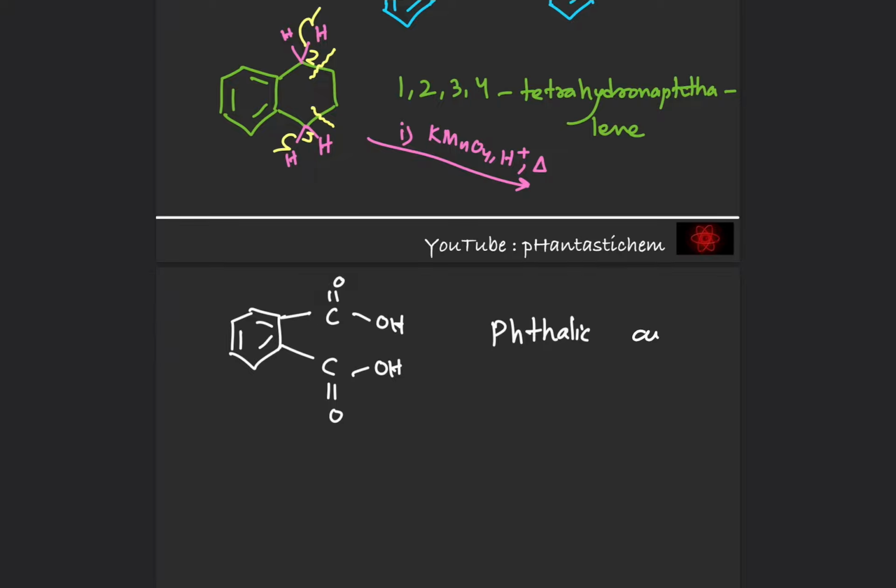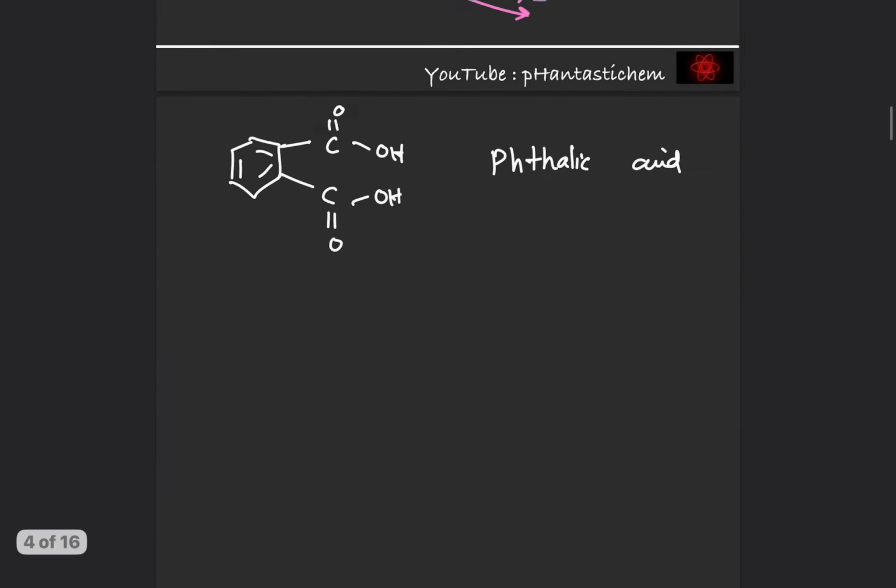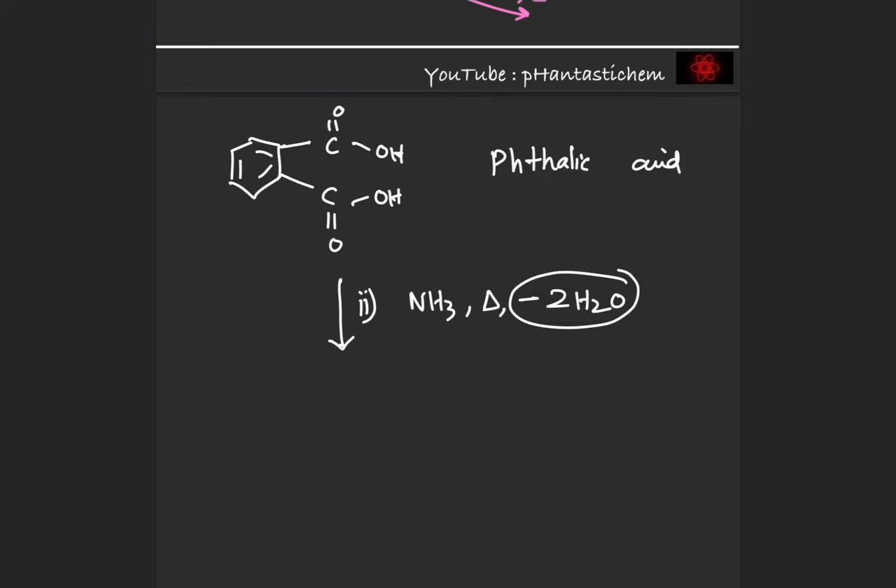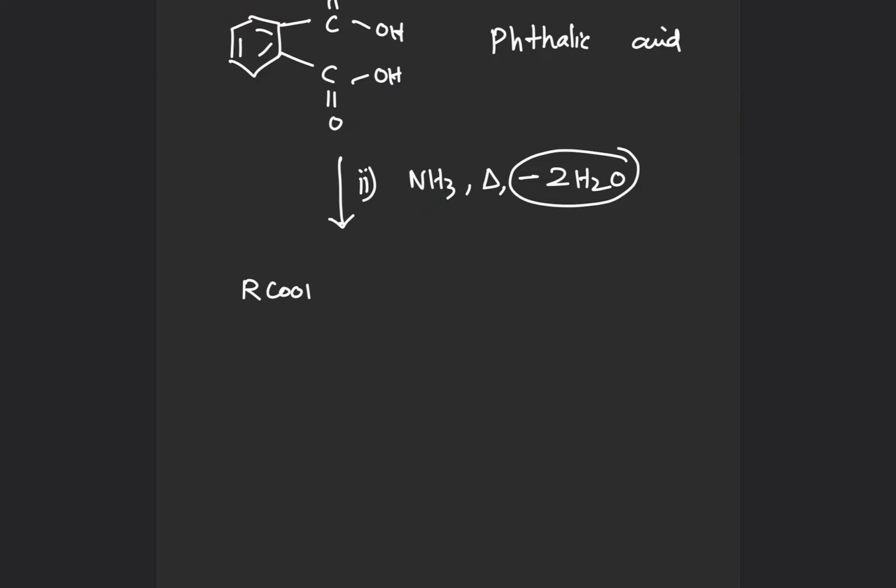Phthalic acid, okay? And the second step that we do with this is we treat it with ammonia and heat, and also there is loss of 2 molecules of water, important. So carboxylic acids, that is RCOOH, are acidic, and ammonia is basic. Therefore an acid and a base will react to give us a salt, right? In general, we can write RCOOH, whenever they react with NH3, they give us RCOO minus and NH4 plus. These are known as ammonium salts.